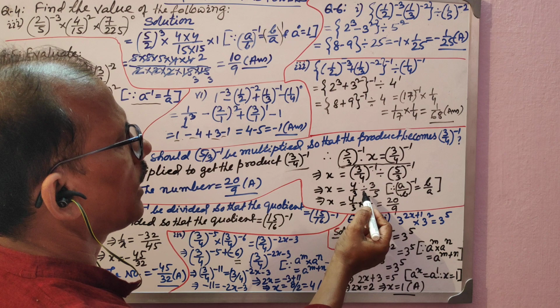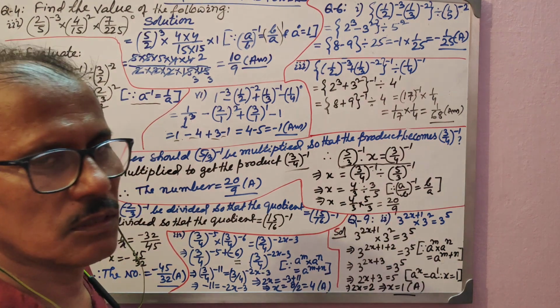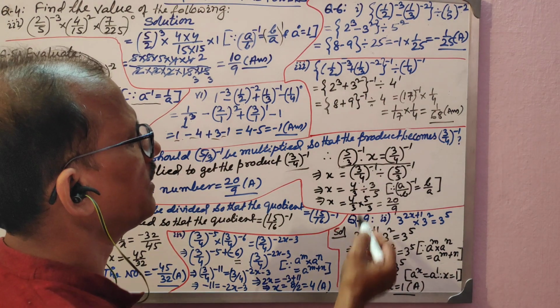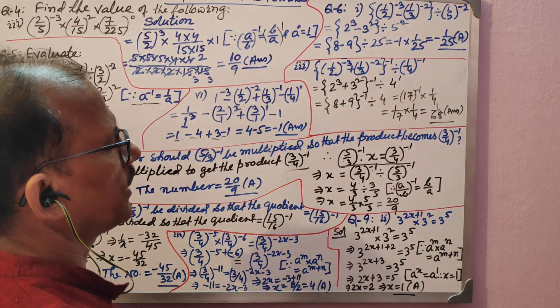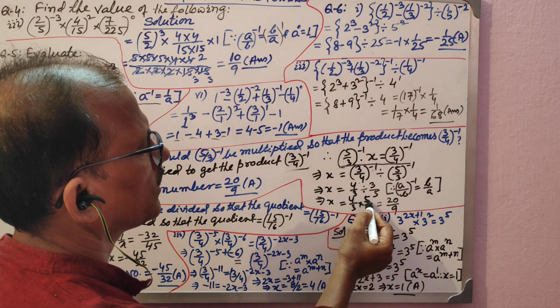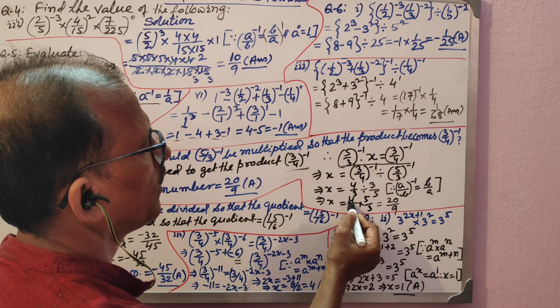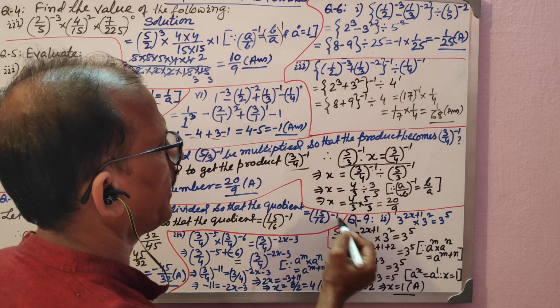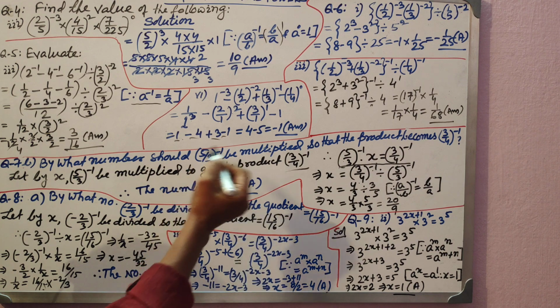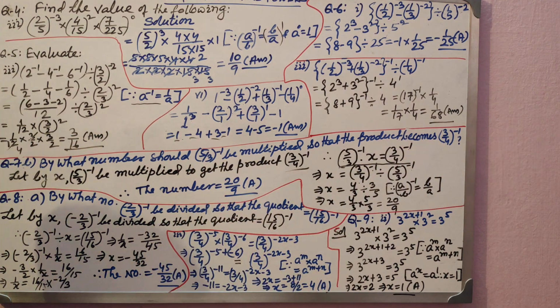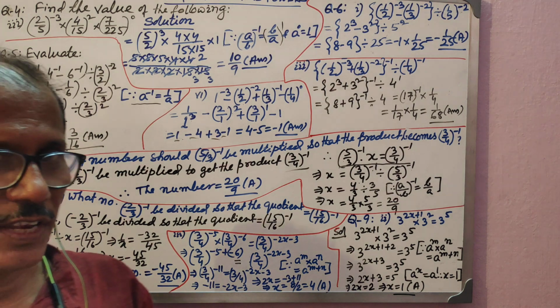So x is equal to, now this division sign will change to a multiplication sign, and then the base once again will be reciprocal, so that will become 5 by 3. Now 4 into 5 will be 20, 20 by 9. So the x value will be 20 by 9. Therefore, the number by which this is multiplied so that the product becomes this, the answer will be 20 by 9. I hope you have understood this very simple aspect.